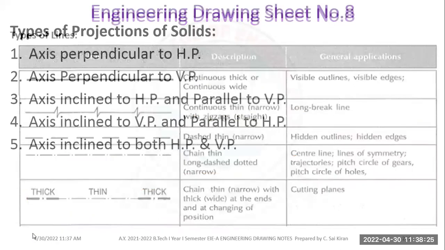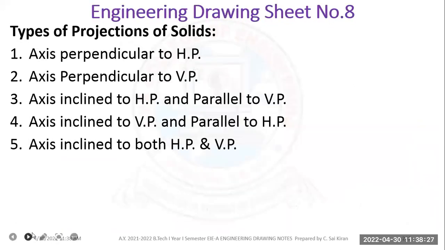Okay. And there are different types of solids, such as whenever the axis is perpendicular to HP, and axis perpendicular to VP. Already we have seen these two cases. Then axis inclined to HP and parallel to VP, axis inclined to VP and parallel to HP, and axis inclined to both HP and VP. So these are the different cases you can see in projections of solids.